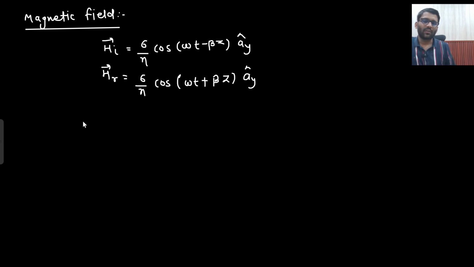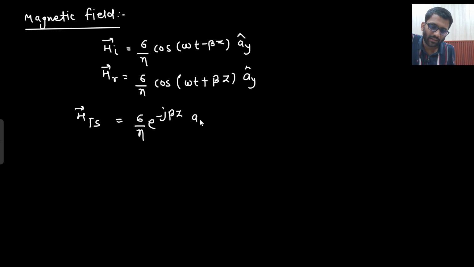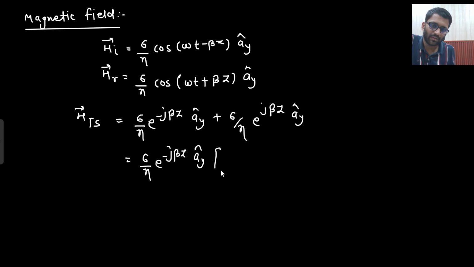Okay. Now if I need to write H total, directly I am writing the phasor form. So what would it be? 6 by eta e to the power minus j beta z ay cap plus 6 by eta e to the power j beta z ay cap. A very important conclusion we are going to make from here. So 6 by eta e to the power minus j beta z ay cap, 1 plus e to the power 2j beta z. Okay, this is your HTS.